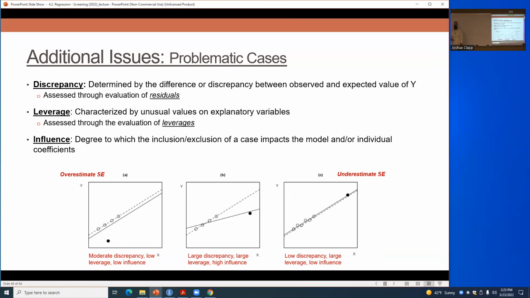If leverages also handle univariate outliers, then I'm a little confused on what the difference is between the discrepancies and the leverages. Okay.